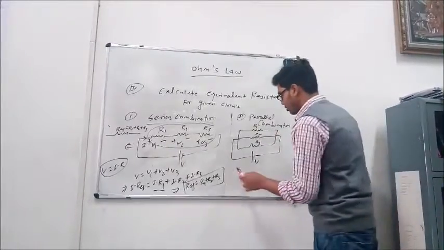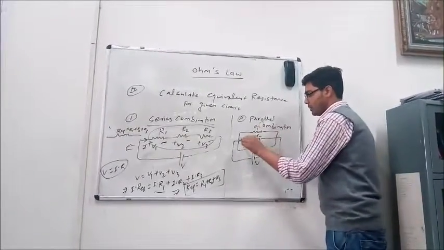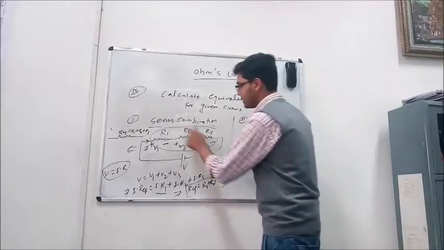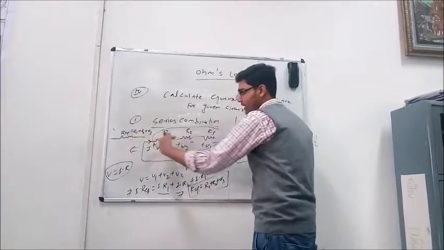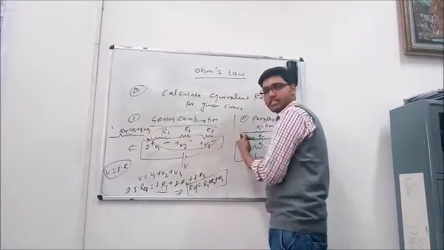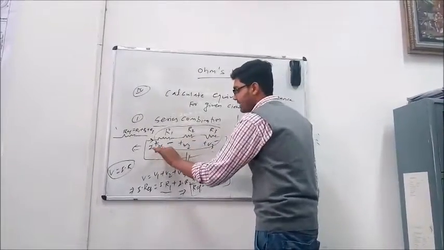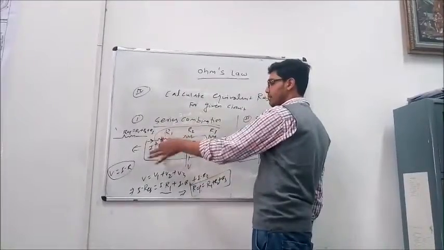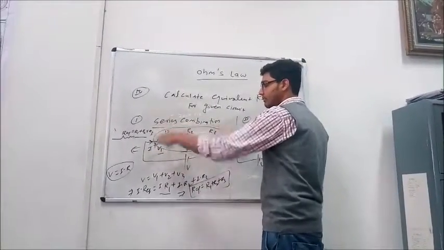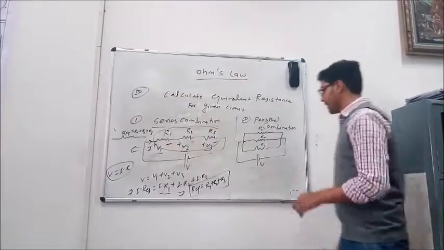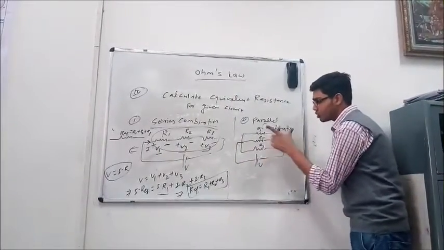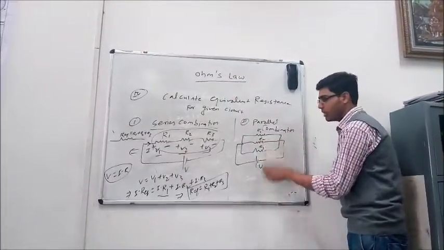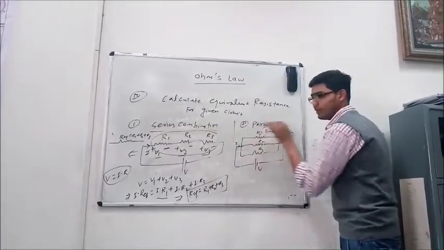One thing we will have to remember: in the series combination, the same current is flowing through all three resistances, but the voltages are different, which is dropped across each resistance. That means the current will be the same and the voltage will be different. Here in parallel, what will happen? The voltage across all these resistances will be the same, but the current will be different.